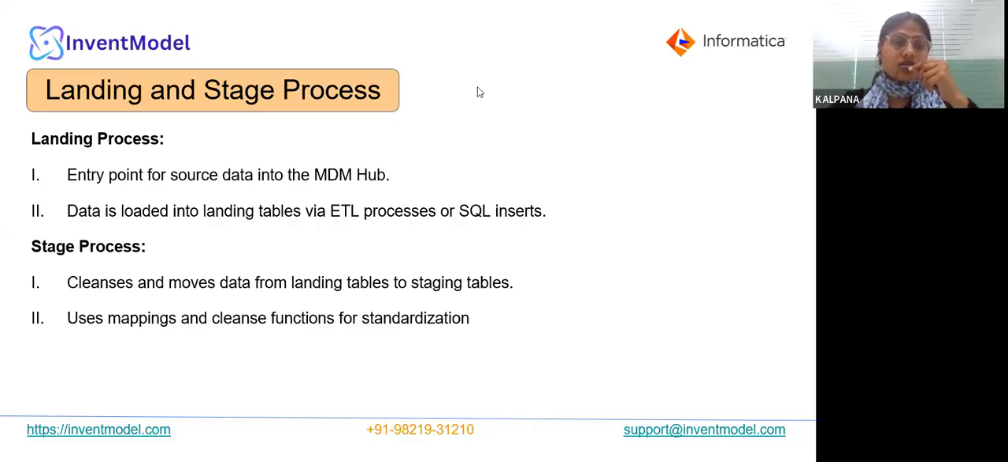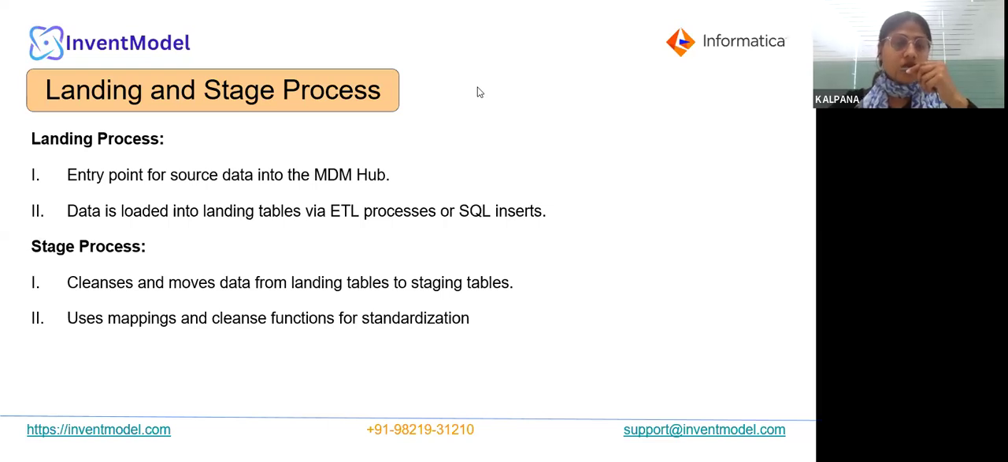After creating the source system, we move to the stage table. For each source system, we create a staging table. So this is known as the landing process. After that, we move to the stage process. The stage process is where we move the data from the landing tables to the staging table.